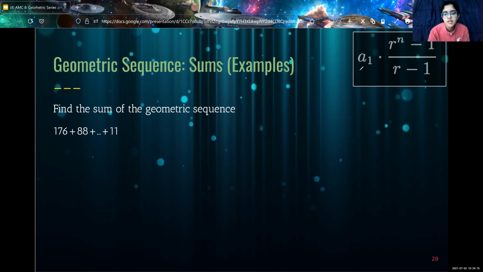Okay, yeah, it would be 176. And then what would r be? Right, it would be 1/2. And then what would n be? Okay, in the chat, what would n be? So make sure you aren't getting a very big number, because the number of terms is relatively small.